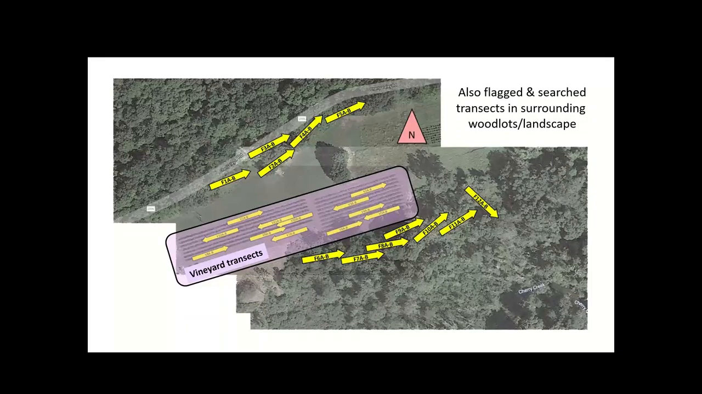Here's a map showing one of the sites out of the 20 different vineyards we searched. We had 12 transects within the vineyards. So you can see this purple area where we searched along these rows. We searched 20 random vines within a transect. We also searched 12 transects surrounding the vineyard. Arden, one of the women working on this project, had set up these transects ahead of time and worked with these vineyard growers.